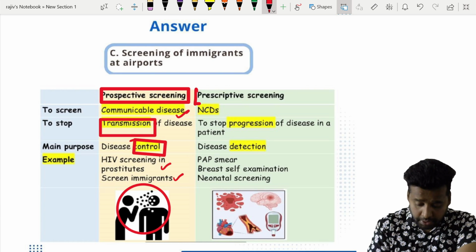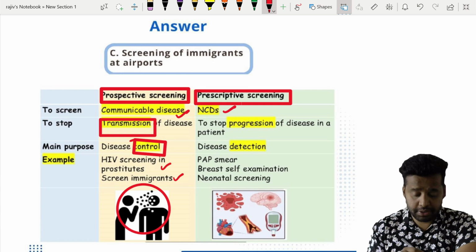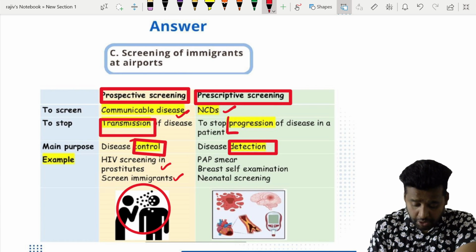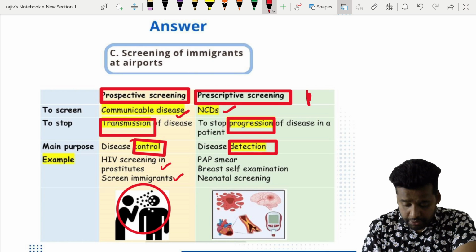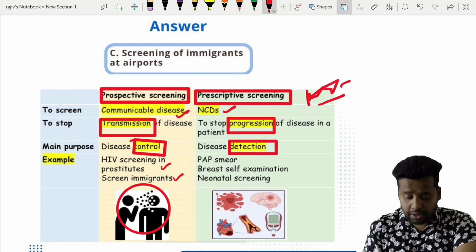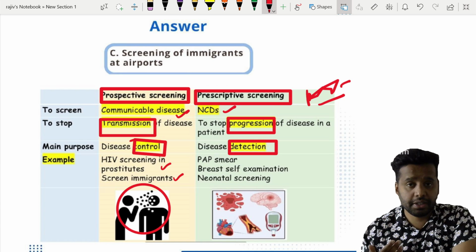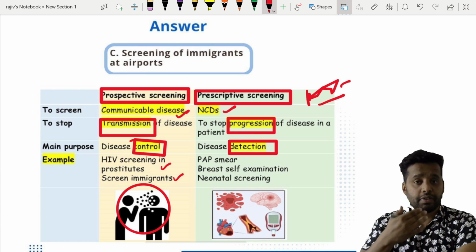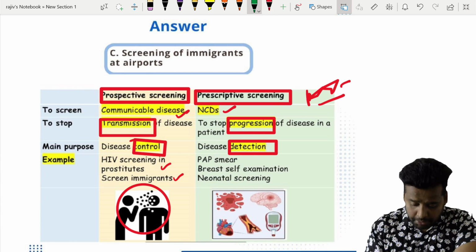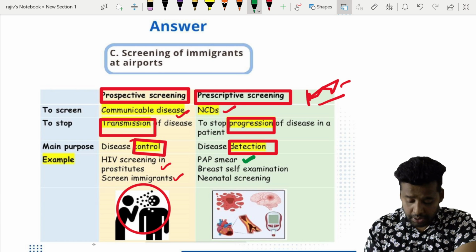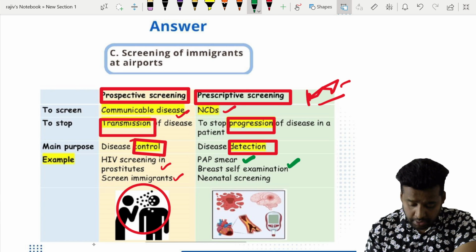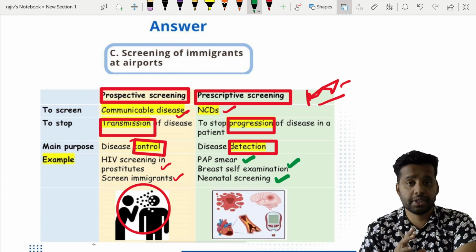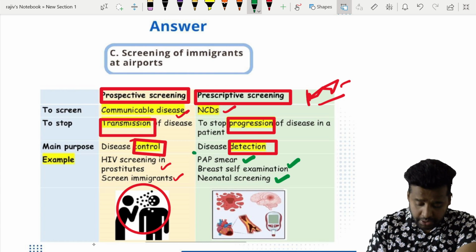But here, prescriptive screening is for non-communicable diseases where you are preventing the progression. Patient will have more benefit. Here, the benefit is for the patient, like diabetes, hypertension, cancer, non-communicable diseases. Here the other side is HIV, swine flu, COVID. See the example: pap smear, cancer; breast self-examination, cancer; neonatal screening, all those genetic and metabolic deficiencies what you are screening for. All this will help the patient.